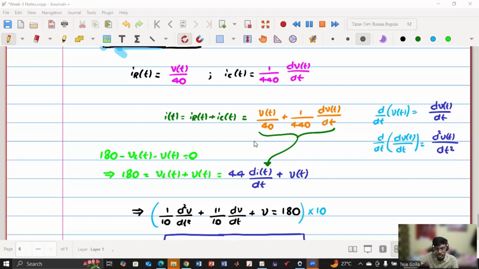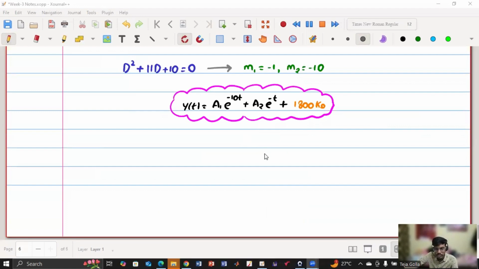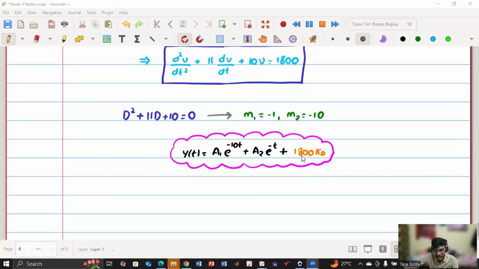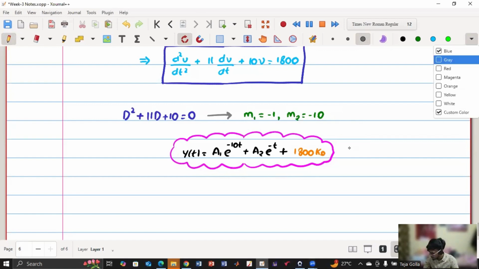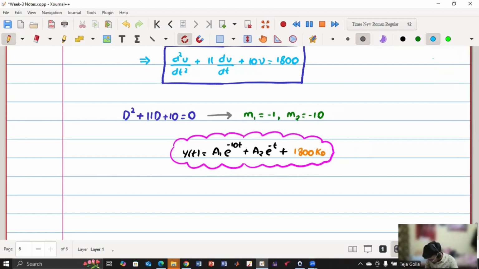Yes, sir. Okay. So now first we are going to substitute this 1800 k naught in the above expression to solve for k naught. So can anyone substitute 1800 k naught in the above expression and tell me what k naught is? k naught equal to 1 by 10. Very good. So we'll get 10 into 1800 k naught equal to 1800. So once we do that, we'll get k naught equal to 1 by 10. So once we do that, what will be the value of y of t?